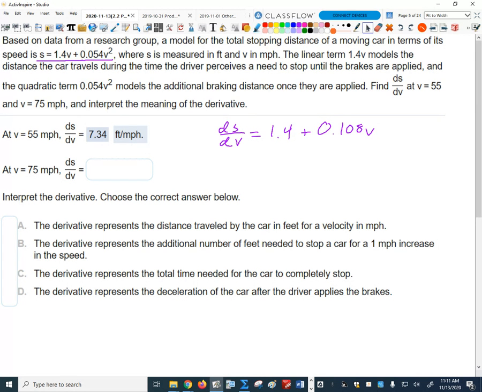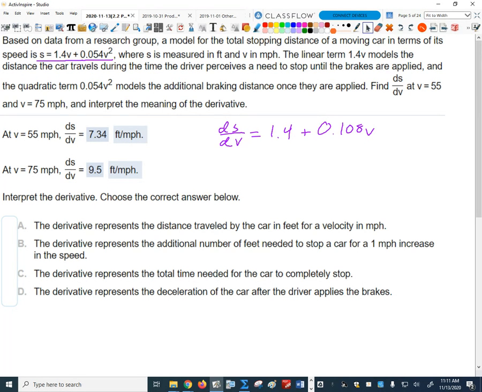Okay. What if we plugged in a 75? If we evaluate the derivative at 75? Well, that's going to give us what? 1.4, plus just a little under 1.1 times 75. So that's going to be like what? 7 point, like 8.2-ish, something like that, plus 1.4. A little off, but you get the idea, about 9.5, right? Okay. Interpret that.